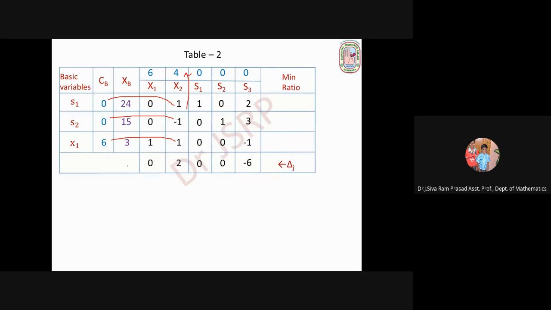Okay. Next, the objective function value, ZB. So 0 into 24 plus 0 into 15 plus 6 into 3, that is 18. So the objective function value is 18. So now repeat the same process.